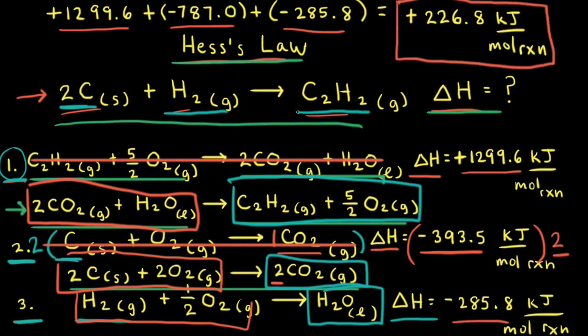So for the formation of 1 mole of acetylene from 2 moles of carbon and 1 mole of hydrogen, the change in enthalpy for this reaction is equal to positive 226.8 kilojoules per mole of reaction.